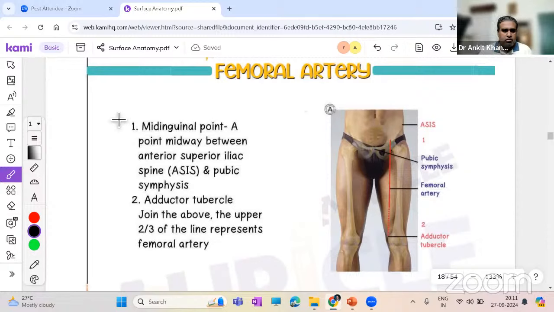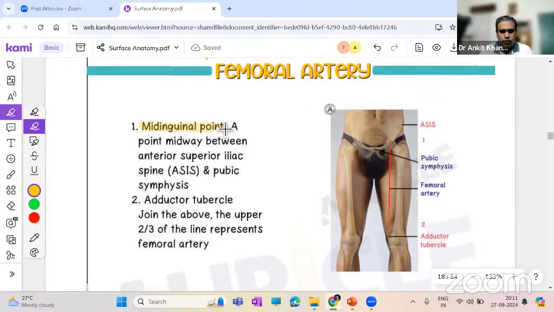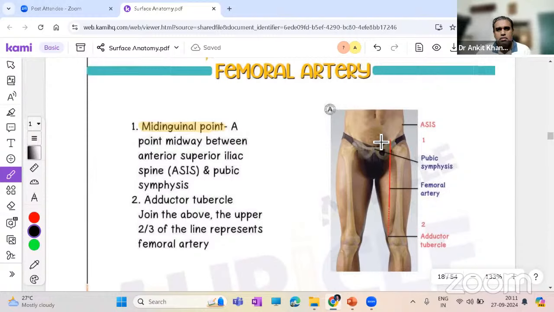So what are the points over here? Number 1 point, as you can see, is the mid-inguinal point. So what is the mid-inguinal point? It is the region between the two points which form the inguinal ligament. One landmark which we can easily feel is the anterior superior iliac spine, ASIS. And the second point, in the middle anteriorly, is the pubic symphysis. These two are the bony landmarks, ASIS and pubic symphysis, which can be easily palpated no matter how obese a patient is.